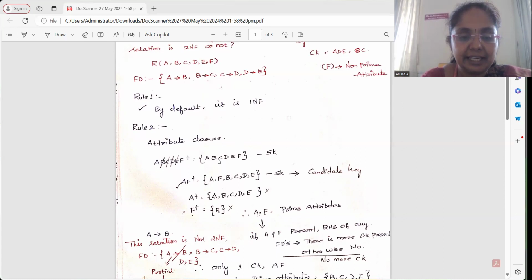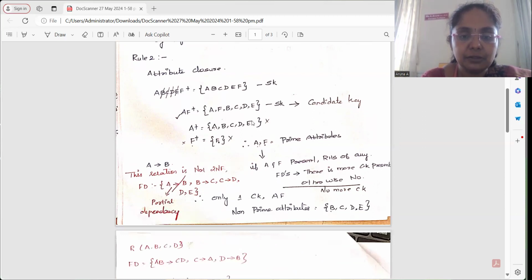If it is a candidate key, its proper subset should not be a super key. Only then can we say this is a candidate key. For that, we calculate A closure and F closure. Through A closure, we can't identify F; by using this, we can identify only F. So this is not a super key, and AF closure is a candidate key. So A and F are the prime attributes, and the non-prime attributes are B, C, D, and E.